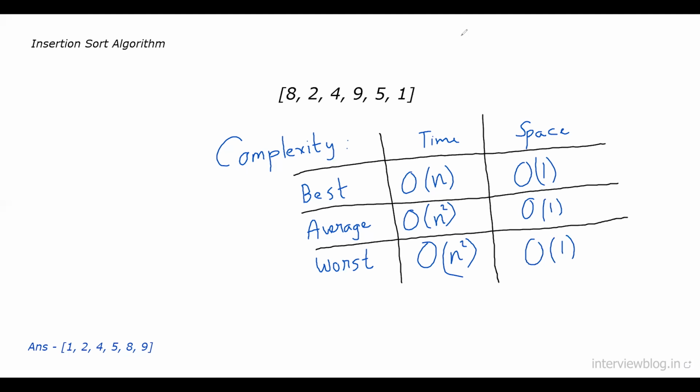The average and worst case time complexity tends to be big O of n square, because for each and every element, we will be traversing the tentatively sorted list from the last and will be positioning the current element in the tentatively sorted list. Hence, this takes a time complexity of big O of n square. So hope you understood the problem. Let us now implement it in code.